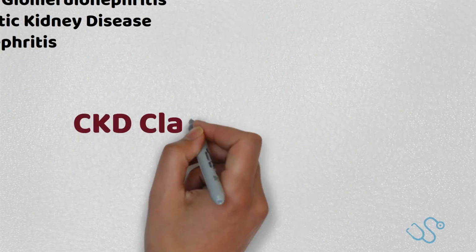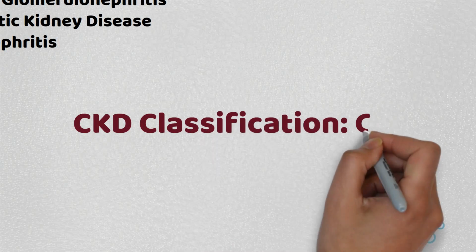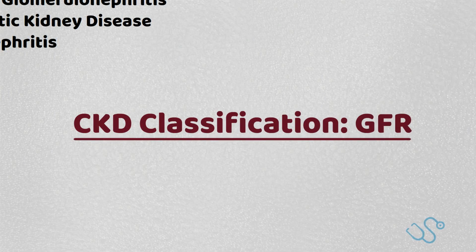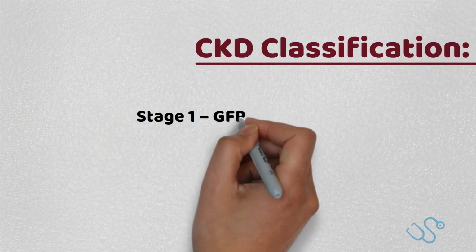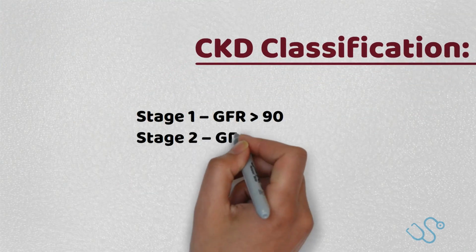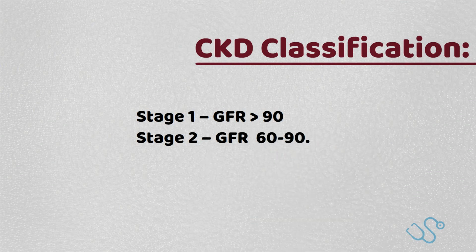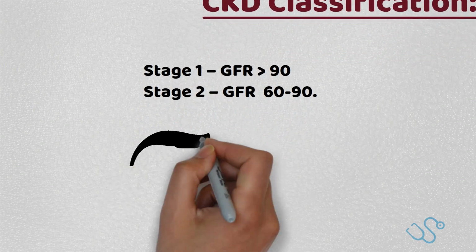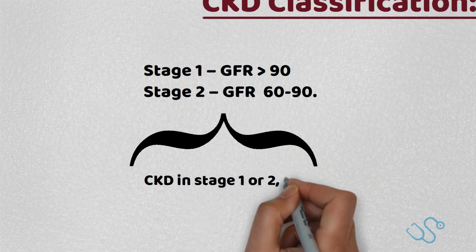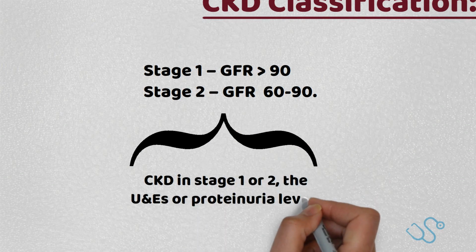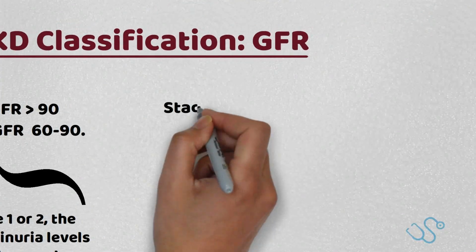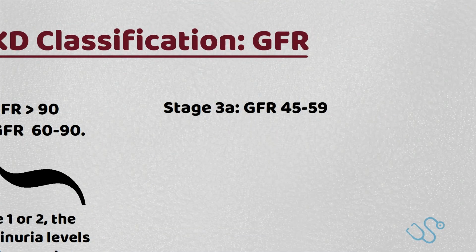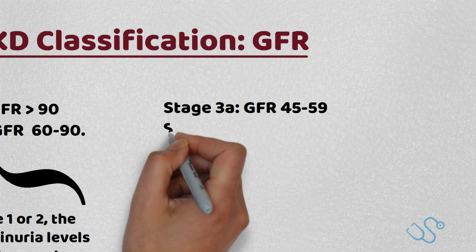It's also worth considering the classification of chronic kidney disease and its staging, which is generally done by GFR, or the glomerular filtration rate. Stage 1 is defined as a GFR greater than 90, and Stage 2 is a GFR greater than 60 but less than 90. But it's worth noting that for the definition of CKD in Stage 1 and 2, the urine or proteinuria levels need to be abnormal. Stage 3A, however, is a GFR between 45 and 59 and can be diagnosed purely on the GFR level on the bloods.